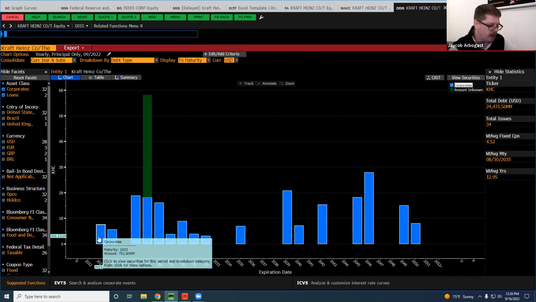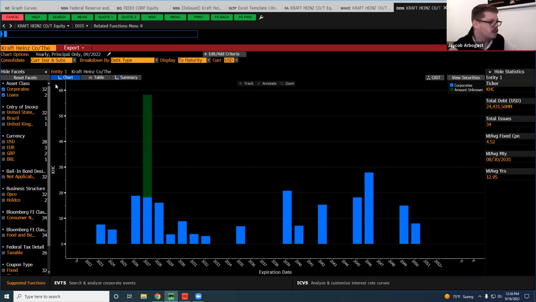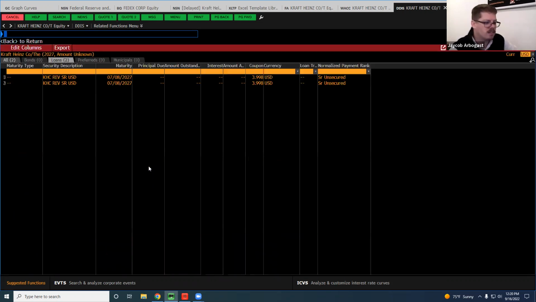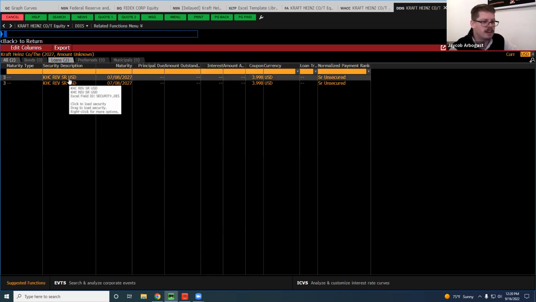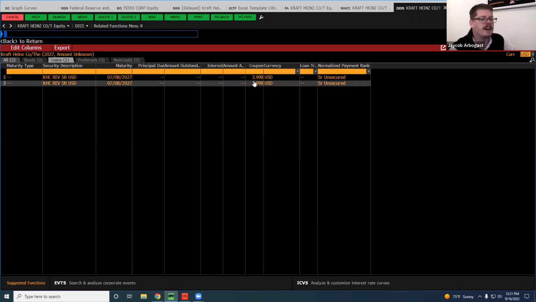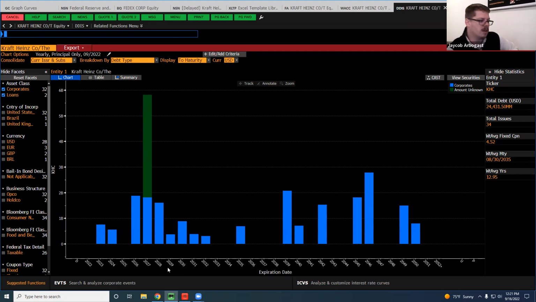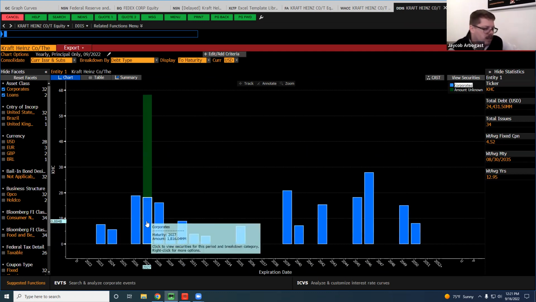So this is specifically for Kraft, and what is green? Amount unknown, that's weird. They have some amount of unknown debt, I guess, at a 3.9. So their coupon is 3.9%, I assume. I have to do a little bit of digging into all these numbers, but that's why we're here: we're going to go investigate that.